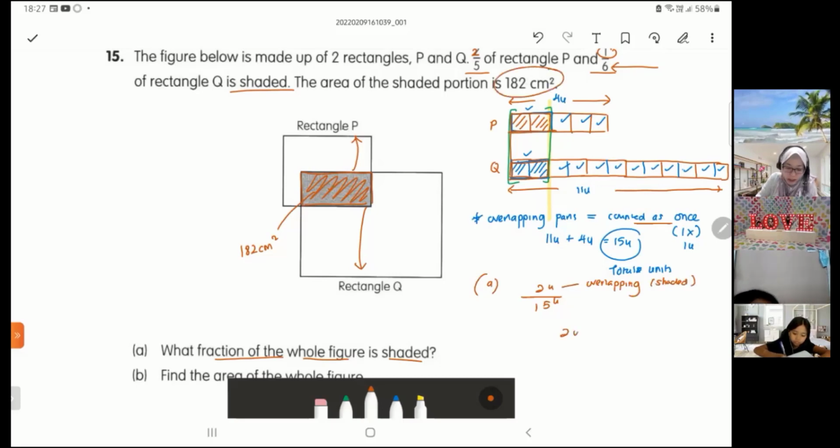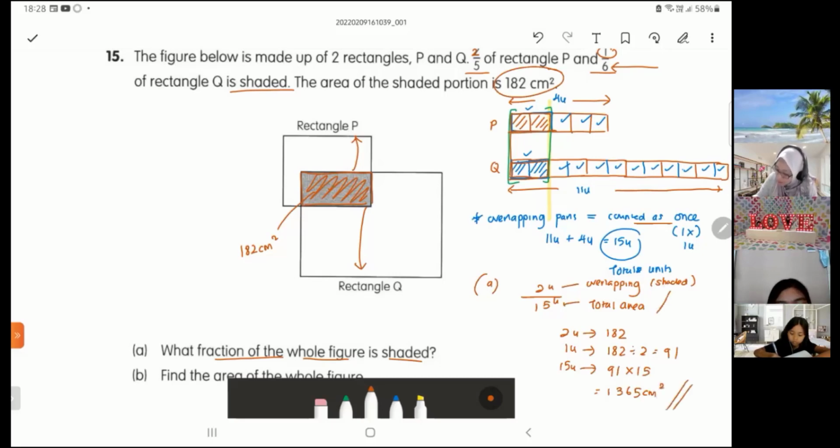So 2 units is 182. 1 unit is 182 divided by 2 equals 91. So I want to find the whole area of the figure. This is my total area of the figure. So I need to find 15 units. That is 91 times 15, which is 1365 cm squared. Answer and answer. Okay? All right.